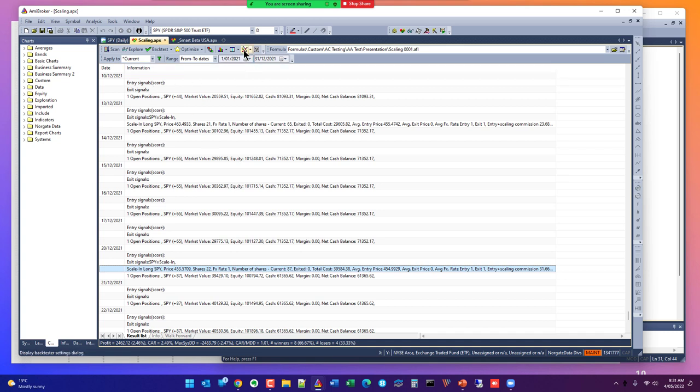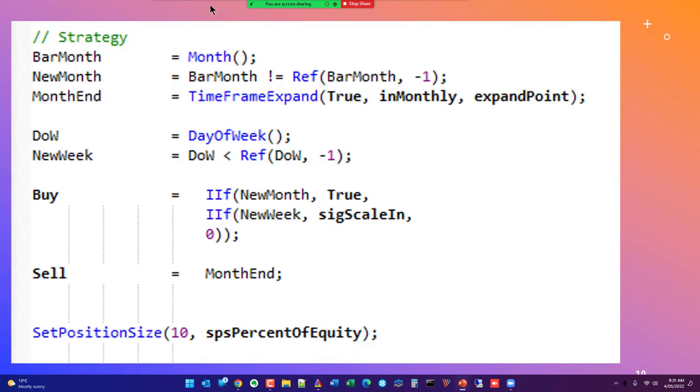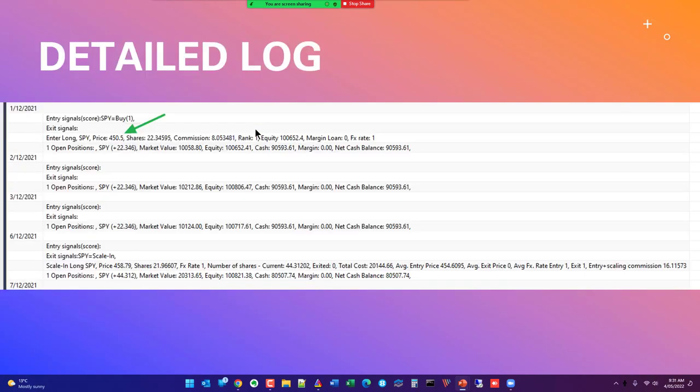So that's a very simple example using just scaling up, and obviously using a uniform position size. So let's just jump back to the slides for a second. So we had a look at that, strange thing there going on.